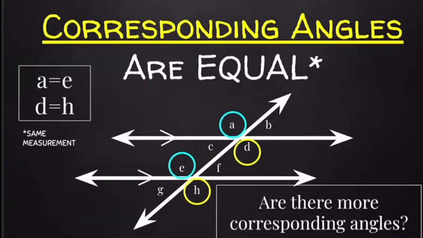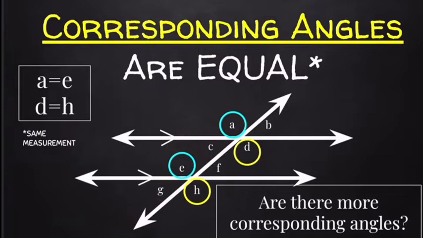So this slide shows you corresponding angles. Are there any more corresponding angles? Yes, for example C and G are corresponding angles, because they are also in the same quadrant or area. C is equal to, let's say 70 degrees. What would the measure of G be? G will also be 70 degrees, because they are corresponding angles, which means they are equal.